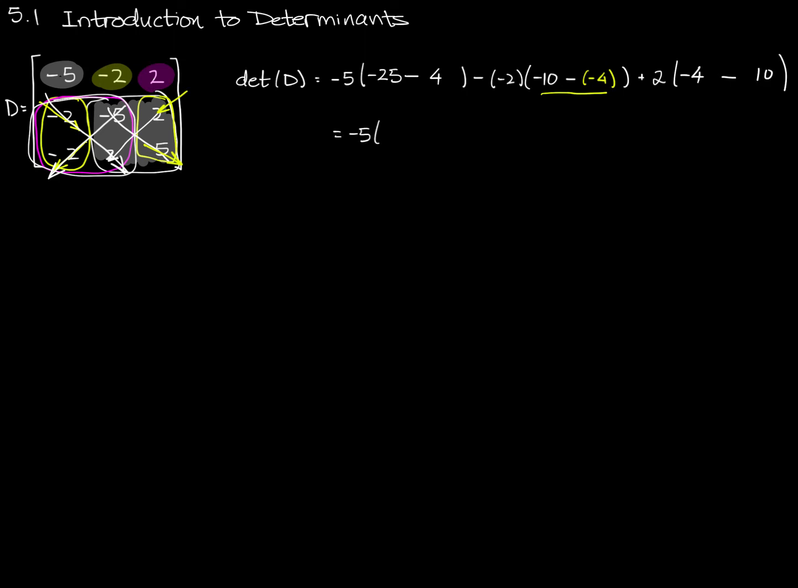So that gives me -5 times -29 plus 2, because it's the opposite of the negative, times negative 10 plus 4 is negative 6, plus 2 times negative 14. And I'm just going to go grab a calculator and come back with the arithmetic result here. Okay, that turns out to be 105. So the determinant of matrix D is 105.